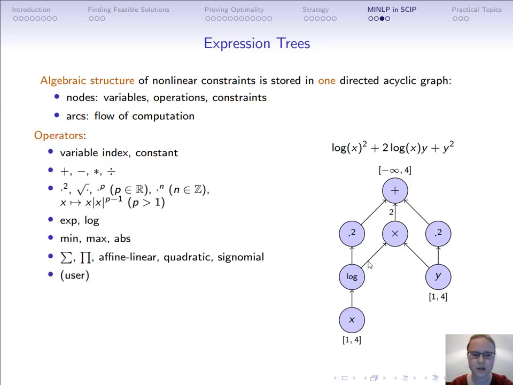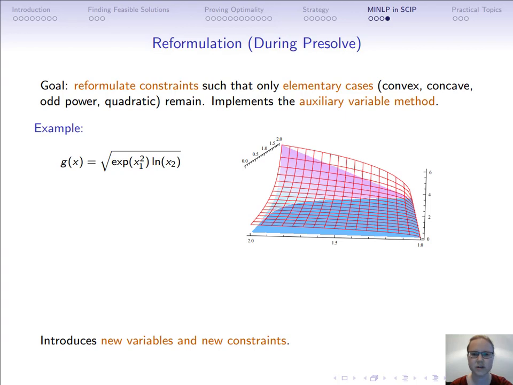SCIP supports a number of different operators, and there are also several constraint handlers for special types of constraints. And the users can also define their own types of operators and constraints. The auxiliary variable method in SCIP is implemented in the reformulation, which happens during the pre-solving stage, and introduces new variables and new constraints in such a way that only elementary terms remain, which can be handled directly.